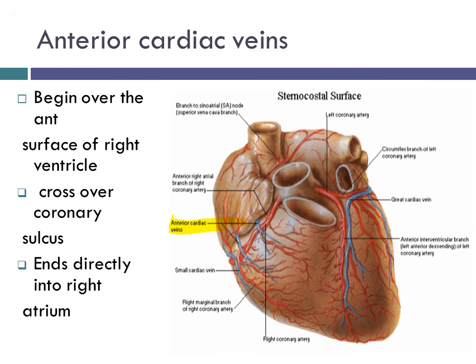Now we have discussed that the second type of veins which are basically draining the myocardium of the heart are the anterior cardiac veins. Now these anterior cardiac veins, as you can see here, are small veins which begin over the anterior surface of the right ventricle, cross over the coronary sulcus and then enter directly into the cavity of the right atrium.